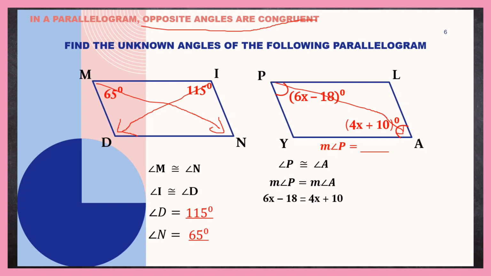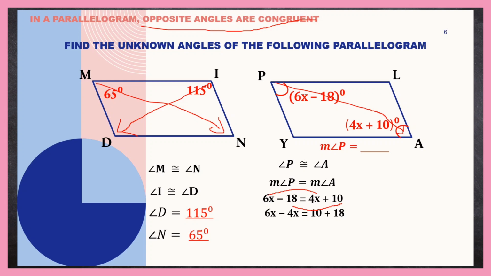So we have 6x minus 18 equals 4x plus 10 to be able to solve the value of x. Then of course, after finding the value of x, we will solve the measure of angle P. So we have to transpose positive 4x to the left side of the equation, so it becomes negative, while negative 18 transposes to the right side of the equation, so it becomes positive 18. So the new equation is 6x minus 4x equals 10 plus 18.